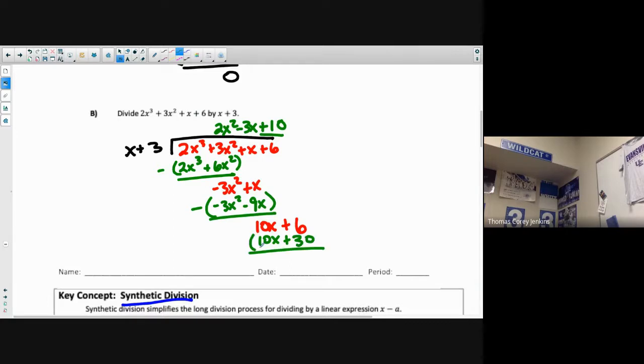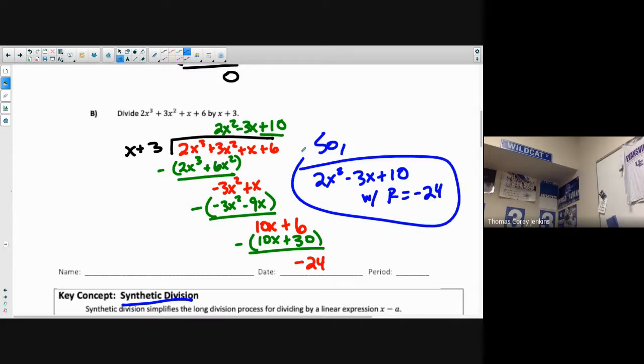So this time you might notice they don't match up exactly. In other words, we're going to have a remainder of 6 minus 30, which is negative 24. All right, so our answer in this case contains a remainder. So we could say this 2 ways, okay? We could say it's 2x squared minus 3x plus 10 with the remainder of negative 24.